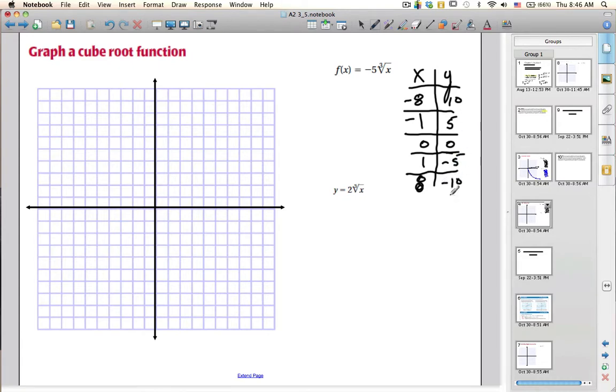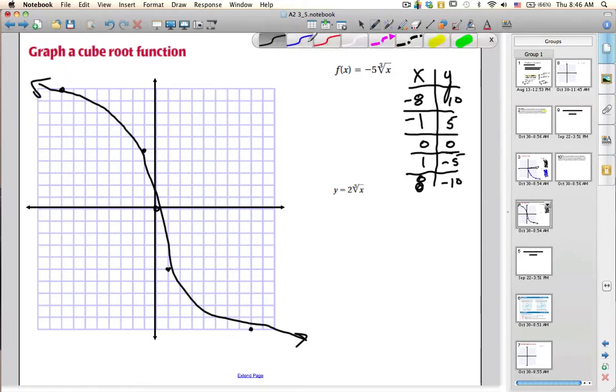So there's a certain symmetry to this. At -8, I'd be at 10. At -1, I'm at 5. 0, 0. 1, -5. And at 8, I'd be at -10. And this is what the graph looks like. It comes through here, zips through the origin, piles up that direction. Okay, so this is pretty much what a cube root function looks like.